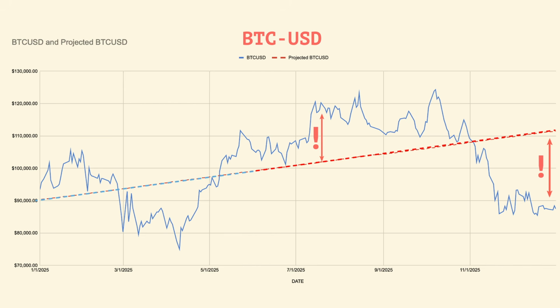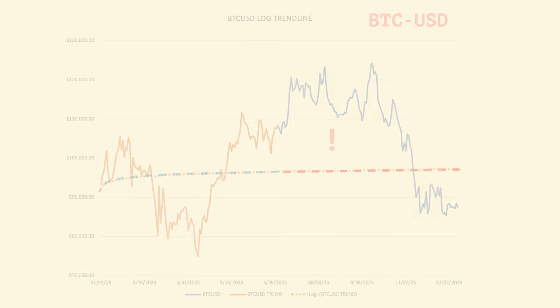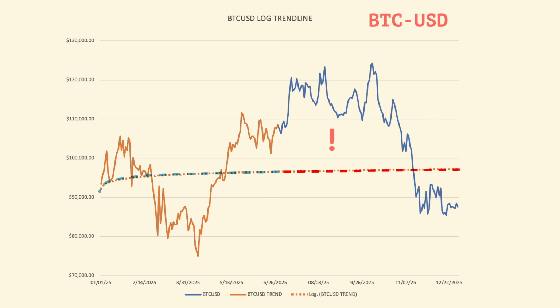Let's briefly look at a couple of other basic trend lines using BTCUSD, since it gave the straight line the hardest time. The first is a log trend line. Instead of fitting a straight line to price, it fits one to the logarithm of the price, which works well when an asset grows steadily and exponentially, since that kind of growth turns into a straight line once you take the log.